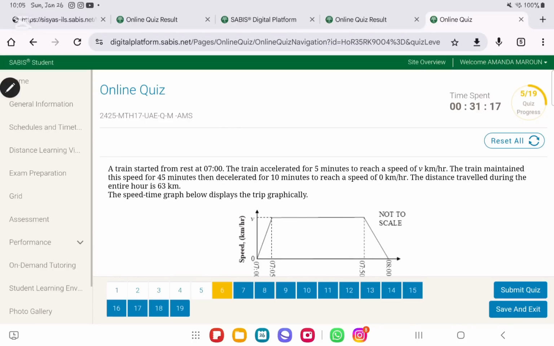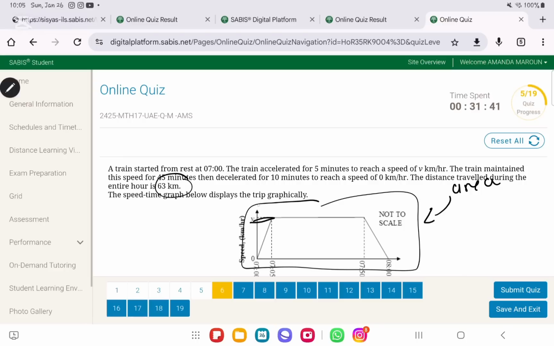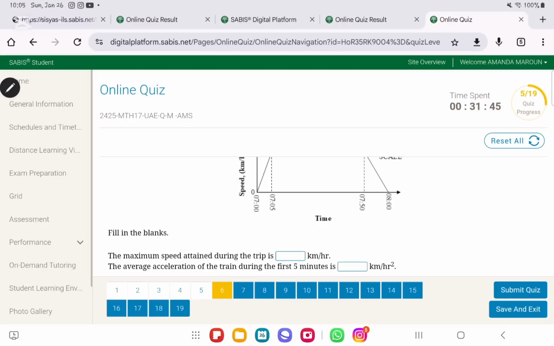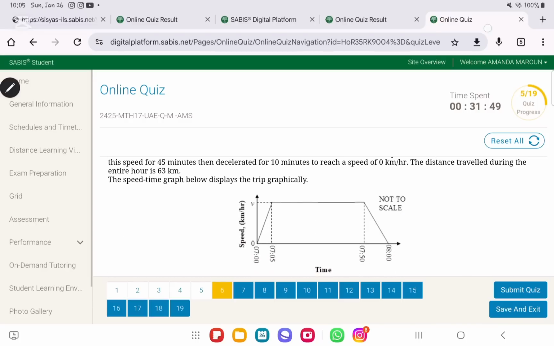They need us to find the maximum speed attained during the trip. So how do we do this? We know that our graph is a trapezoid, and we are given what? We are given the distance. And we know if we are dealing with a velocity time graph that the distance is the area. So if we find the area of the trapezoid, we would be able to find the height, okay? But here's something you should always pay attention to, which is the unit. They need it in kilometers per hour, so we should not take the minutes. We should take it as hours, okay?